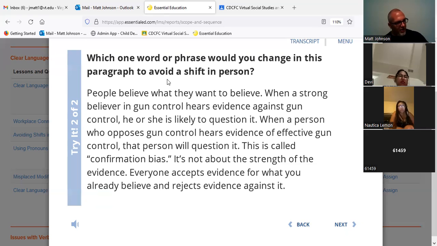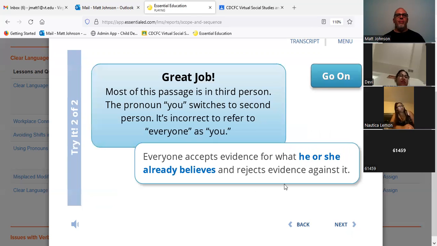So, the answer is you. Great job. Most of this passage is in third person. The pronoun you switches to second person. It's incorrect to refer to everyone as you.